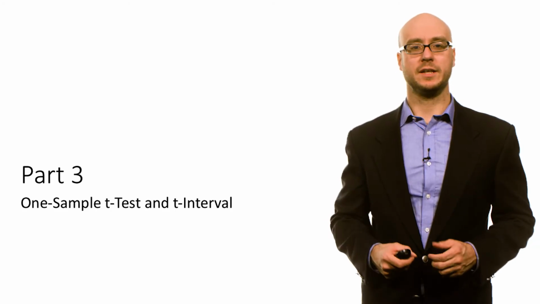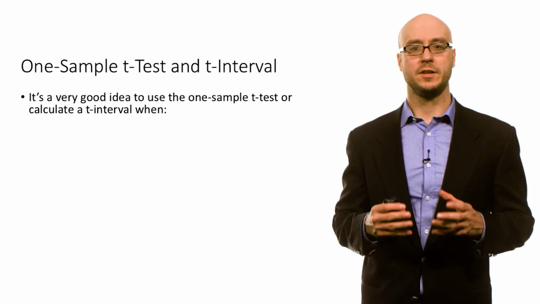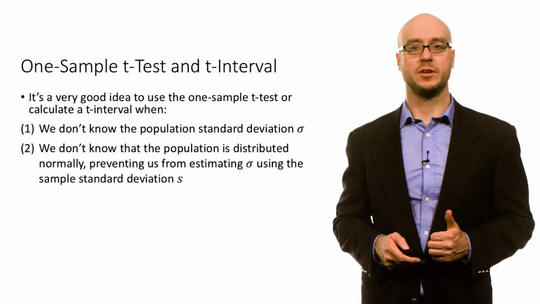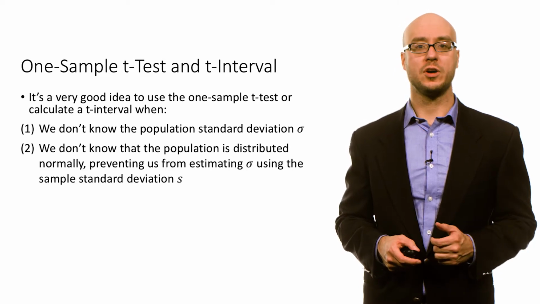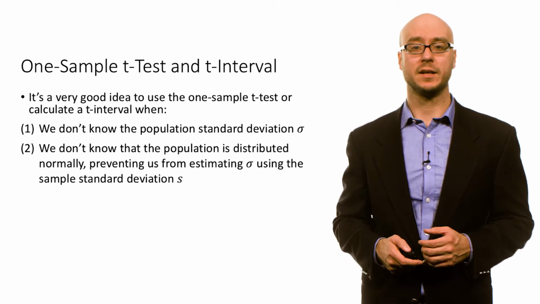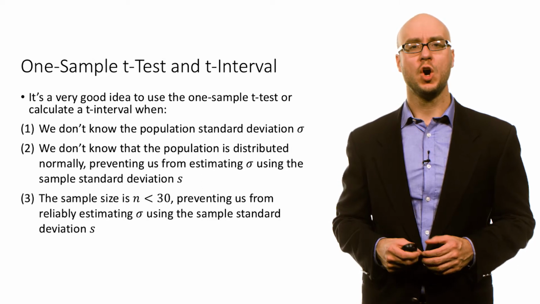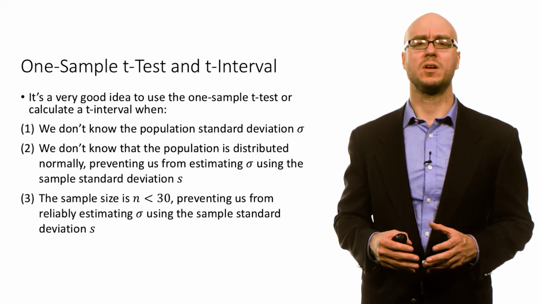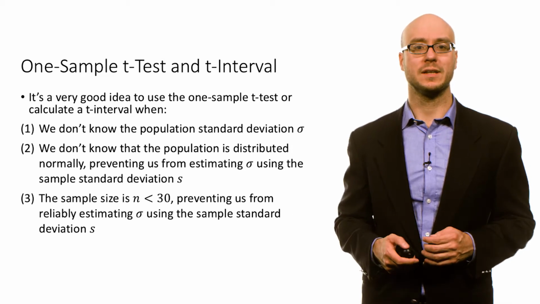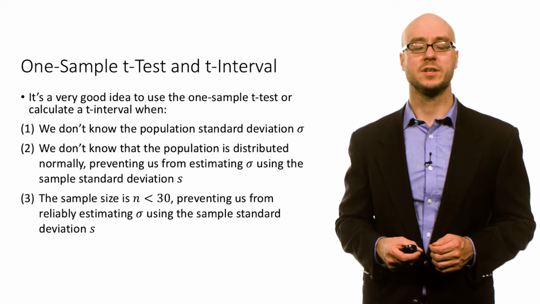We're now ready to calculate the one-sample t-test and the t-interval. It's a very good idea to use the one-sample t-test or calculate a t-interval when we don't know the population standard deviation sigma, or we don't know that the population is distributed normally, preventing us from reliably estimating the population standard deviation using the sample standard deviation S, or when the sample size is pretty small, say less than 30 observations, preventing us from reliably estimating the population standard deviation using S.